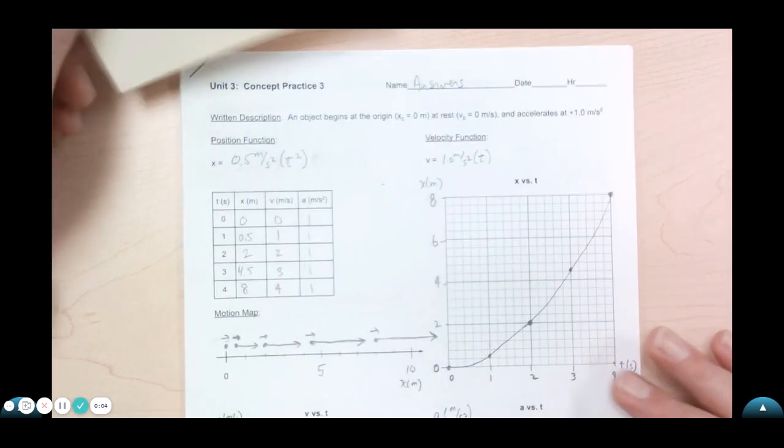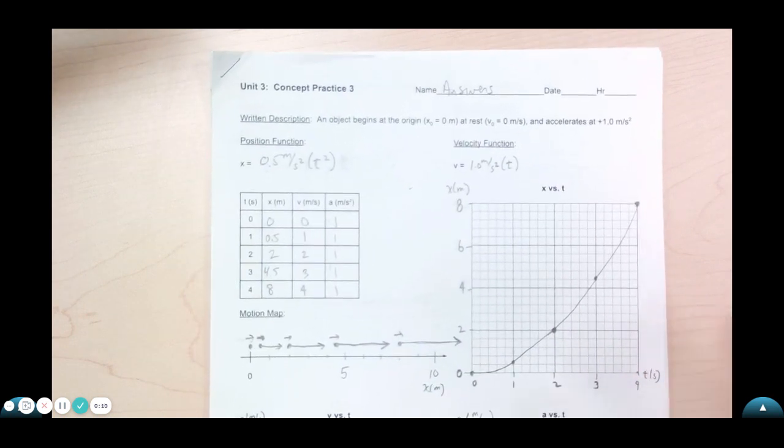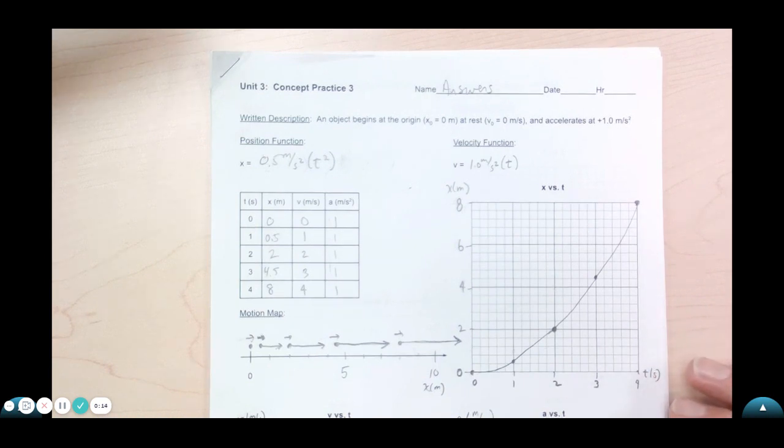Hi everyone, here's a video solution, I guess, of the last assignment that we did. Not only do I want to talk about the answers to this, I also want to introduce this idea of adding a new kind of vector to your motion maps, that of an acceleration vector that indicates the direction of the acceleration, which is kind of important if you're going to describe a motion.